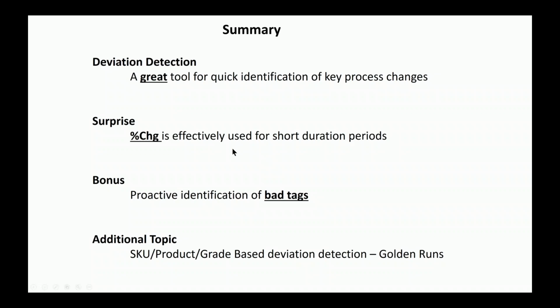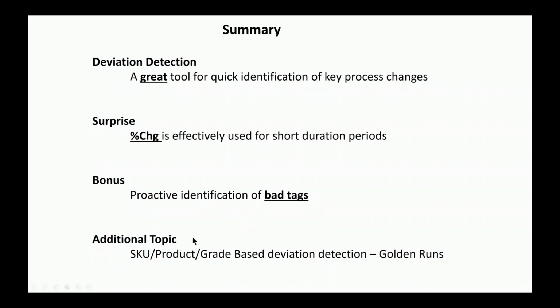So that was a surprise to me. The bonus is that we can proactively identify bad tags. Normally, we're not necessarily looking for that. We're looking for process changes, but this is perfect because those bad tags can pop out really quick and we can get them fixed. The tags that are normally not used for direct operation, but later for troubleshooting.